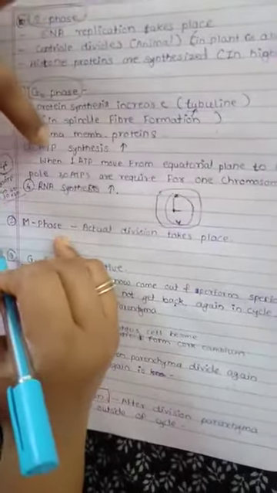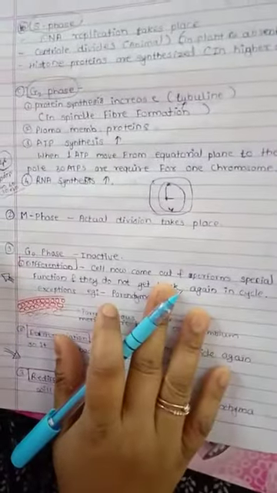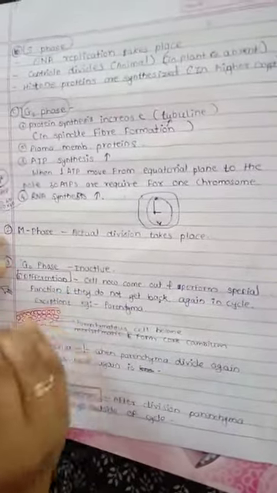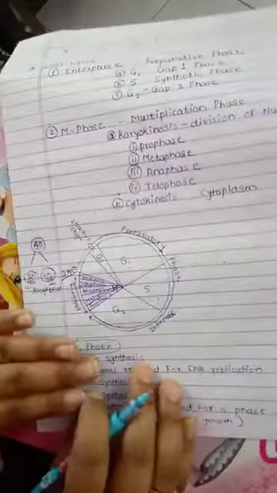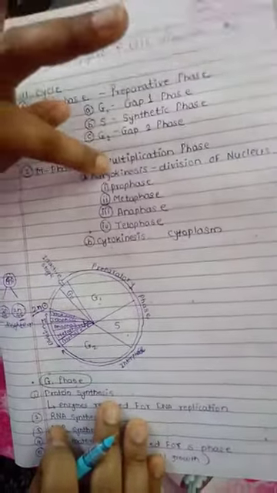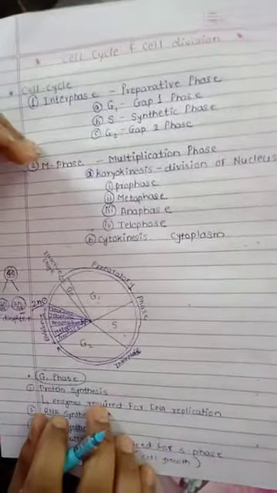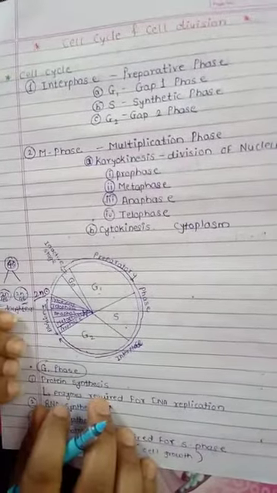That much ATP is synthesized in the G2 phase. Then the next phase is the M phase, where the actual division takes place. The actual division occurs in five stages. First is karyokinesis, which has prophase, metaphase, anaphase and telophase.